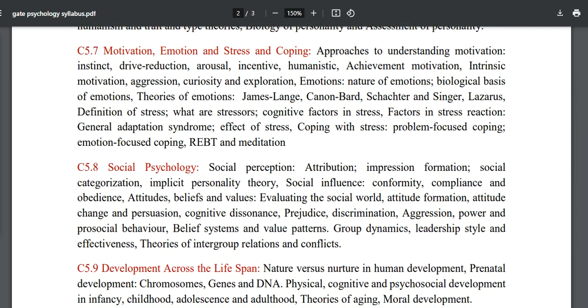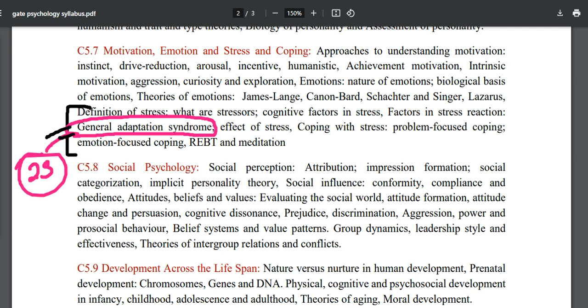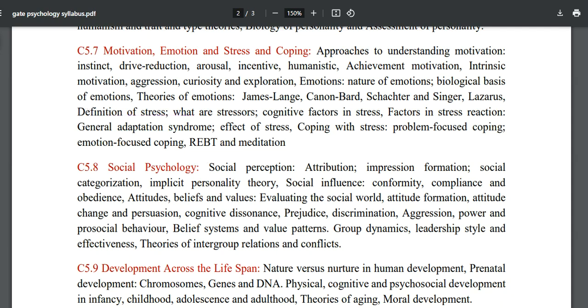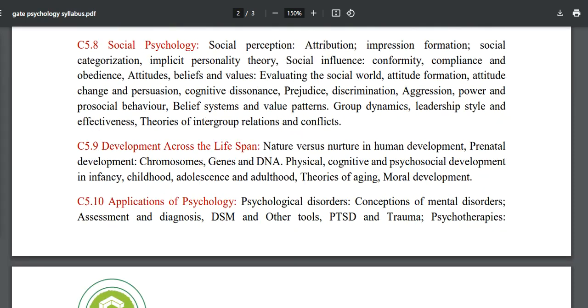Stress has not been that much in highlight, but they can ask you about this also. GAS has never been asked yet, so it is possible that this time in 25 you will find a question on GAS as well. Now REBT is not touched still, and meditation also not touched that much. So you have to be aware that approaches to understanding motivation, intrinsic, achievement, humanistic, incentive, arousal, drive reduction, these all are very important for you.